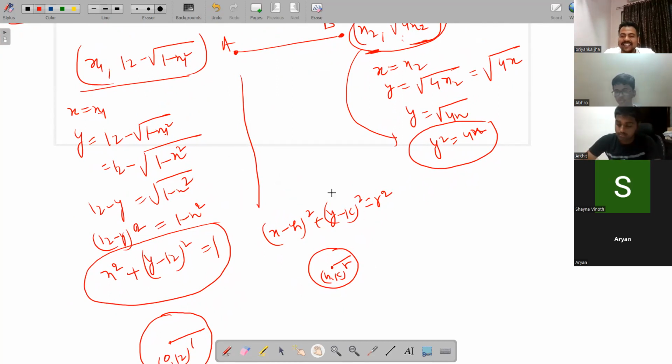Right now, this is the equation of circle. Just remember this. We just have to use the equation. That's it. Nothing else. Definition part only.